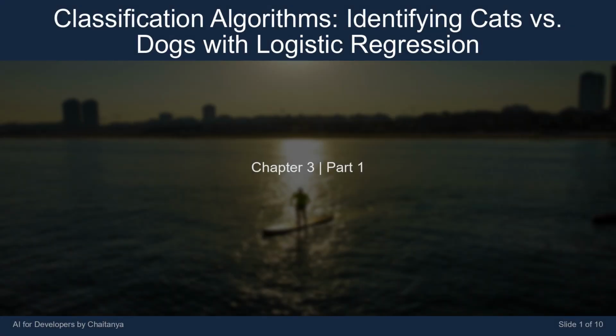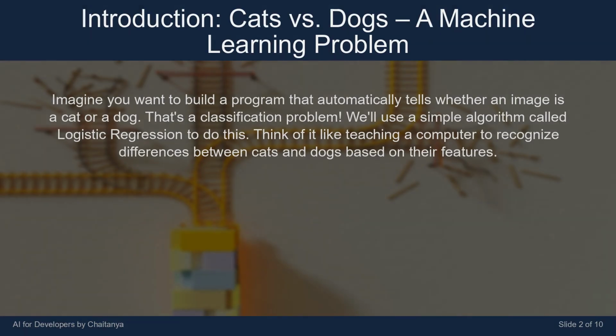I'm Chaitanya. Today's lesson is titled Classification Algorithms. Identifying cats versus dogs with logistic regression. Imagine you want to build a program that automatically tells whether an image is a cat or a dog. That's a classification problem. We'll use a simple algorithm called logistic regression to do this.